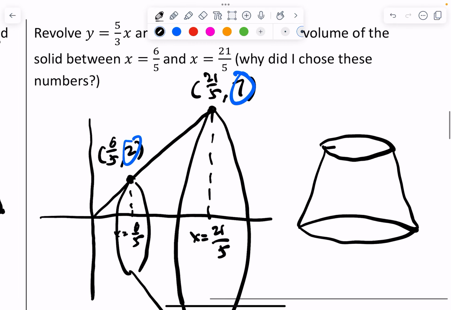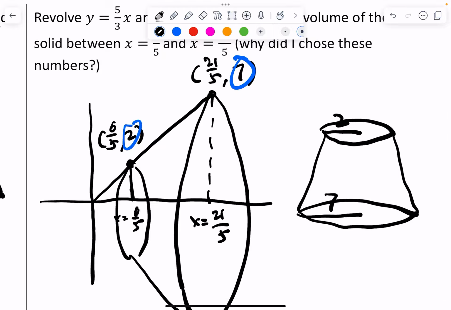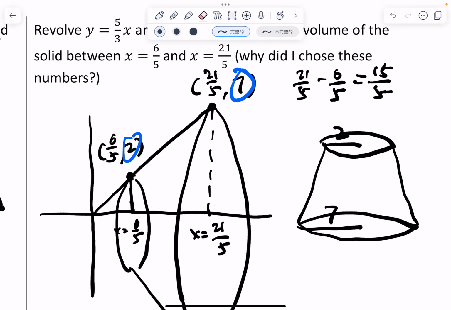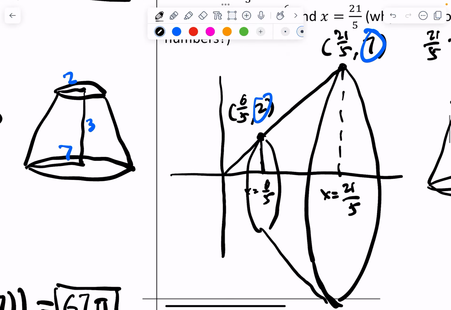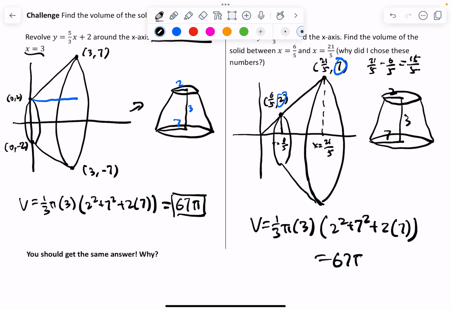you would find that the top radius is equal to 2, right? This part is equal to 2 because you're going from 2 to 0. Bottom radius, again, is equal to 7. And what is the height? The height is 21 over 5 minus 6 over 5, which is 15 over 5, which is 3. And then again, we use the same formula. Get the same answer of 67 pi.